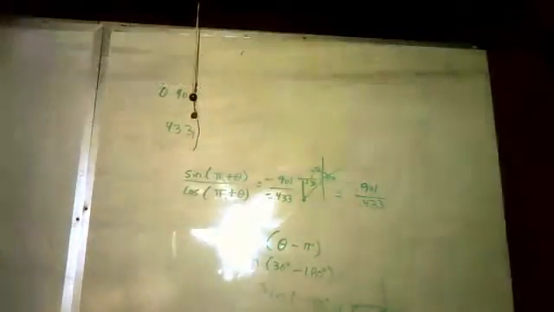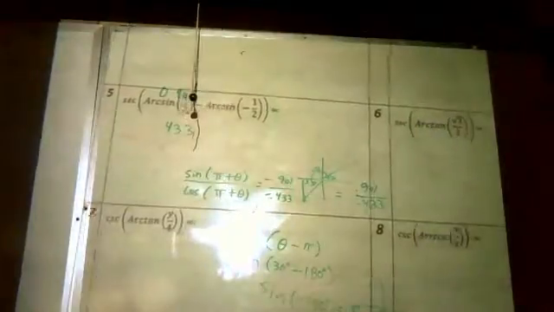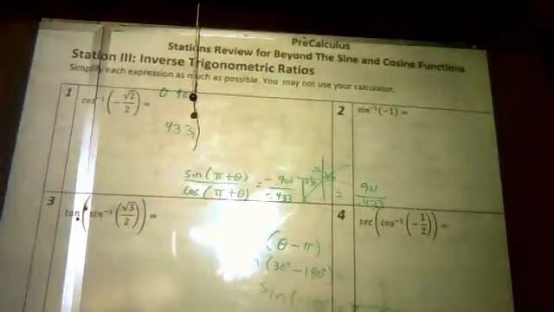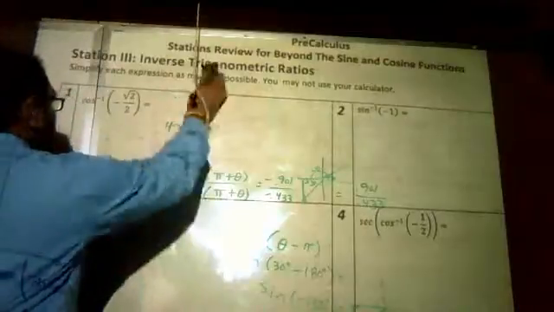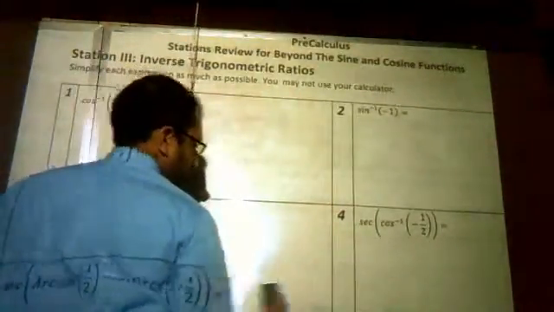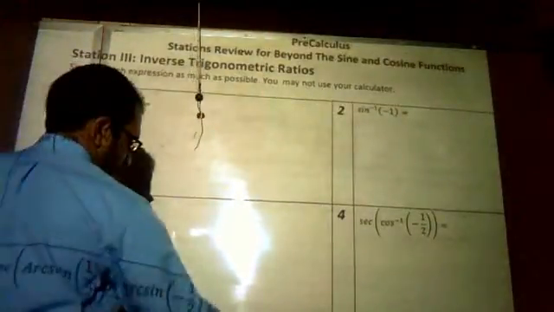Okay, so moving on to the next section. The next section is on inverse trigonometric ratios. So inverse trig ratios is the next section. First problem says find the inverse cosine of negative square root of 2 over 2.